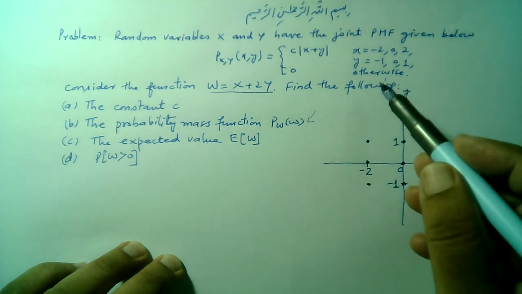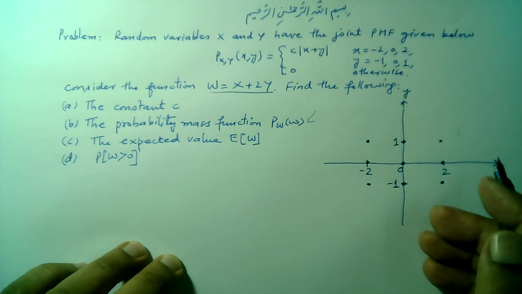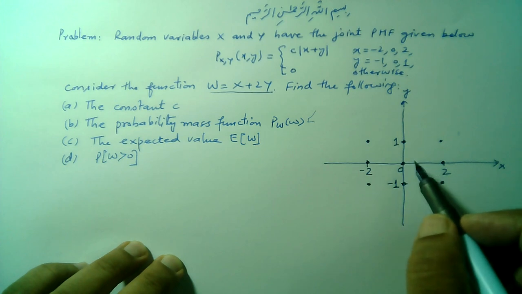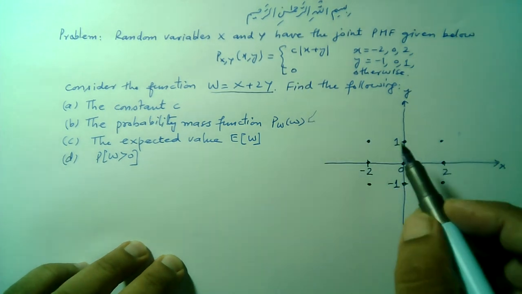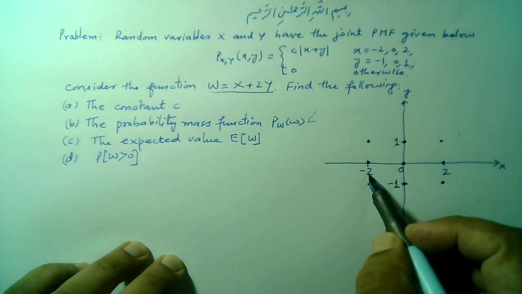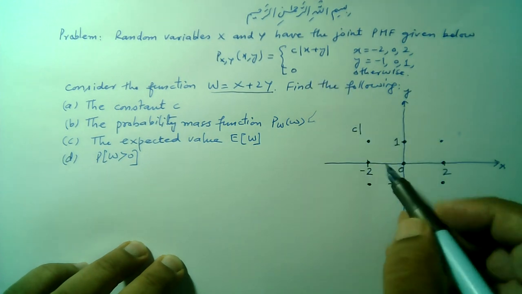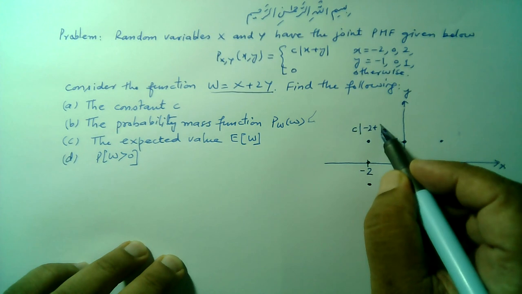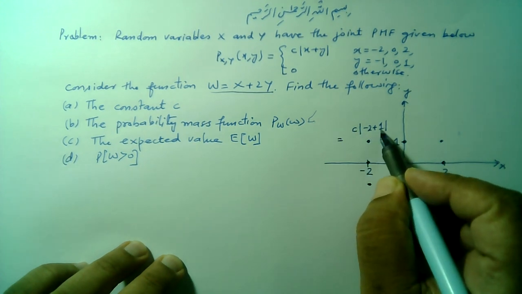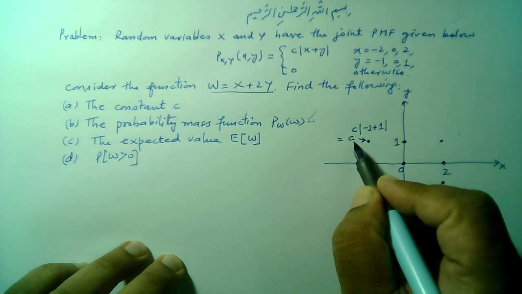So this probability mass function has these 9 points, 3, 3 and 3, where the value of probability is non-zero. Outside of these 9 points, the probability mass function is 0. The value of the probability, for example, at this point where x is equal to minus 2 and y is equal to 1, is given by this function: c times the absolute value of x plus y, where x is minus 2 and y is 1. Minus 2 plus 1 is minus 1, and the absolute value is just 1. So it is c at this point.